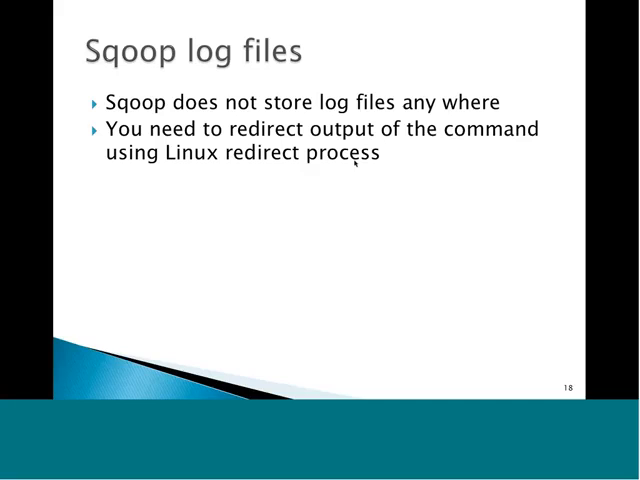The output will be emitted wherever you run the Sqoop command, and if you want to preserve that output, you have to redirect it using the Linux redirect process. And for the map tasks that are used to run the export or import process, you have to go to the MapReduce job logs using your Resource Manager UI. I will show you both approaches as part of the demo.